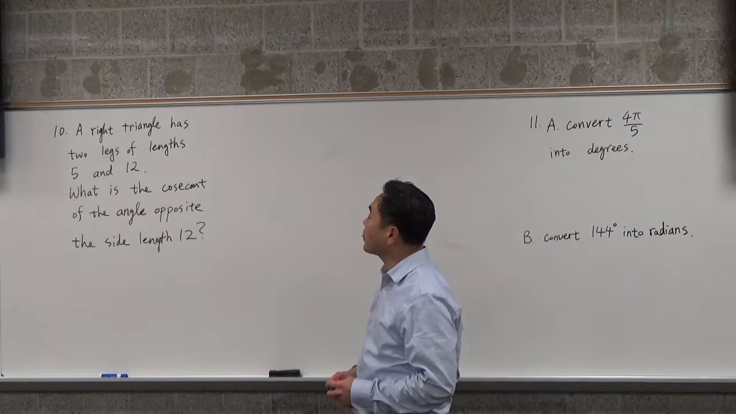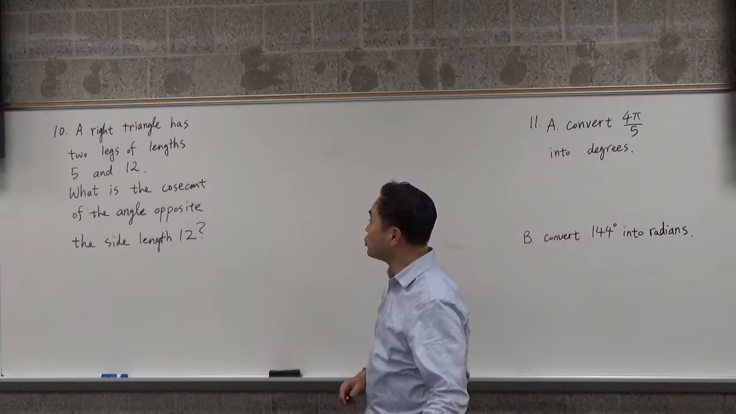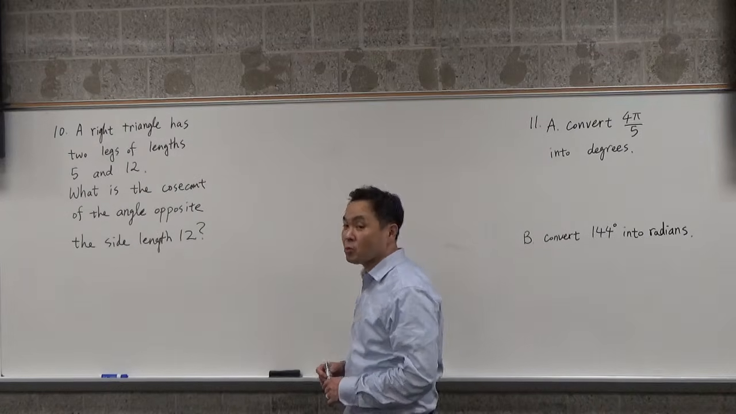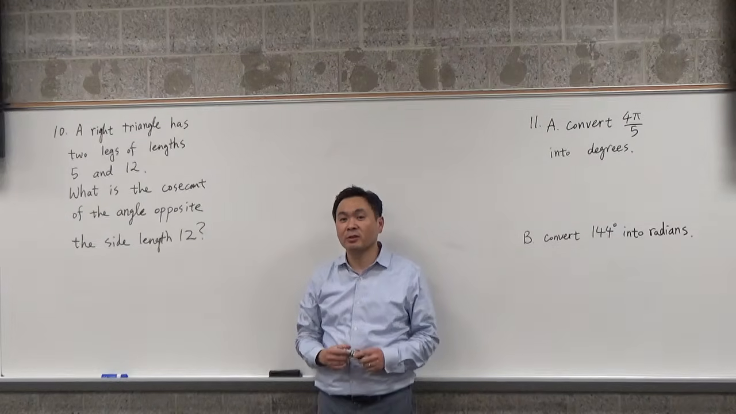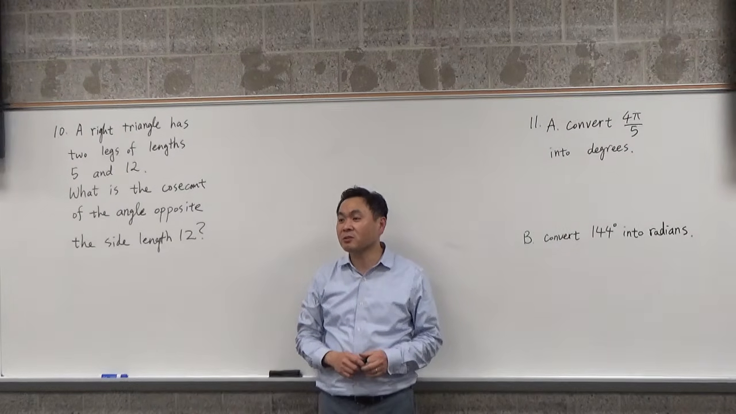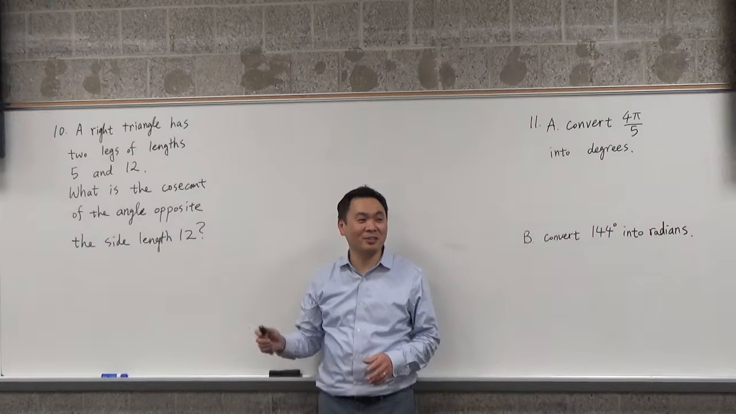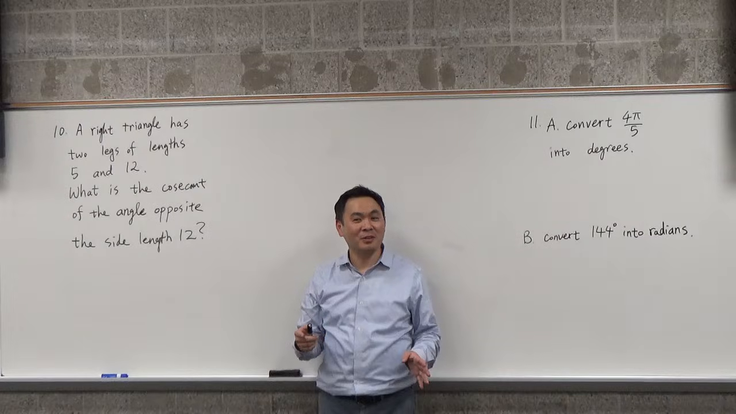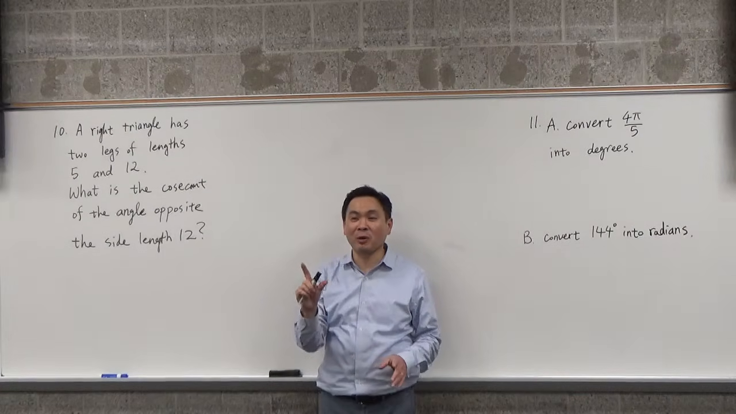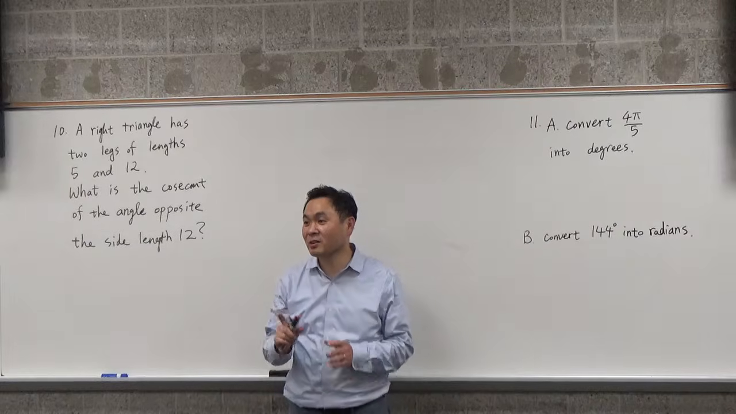Okay. A right triangle has two legs of lengths 5 and 12. What's a leg of a right triangle? Yes. Is it not the bottom piece? No, it is the bottom piece. Yeah. Anyone else? And the height. Height or the bottom? Just the two sides that are not the hypotenuse. Those are called legs. Okay?